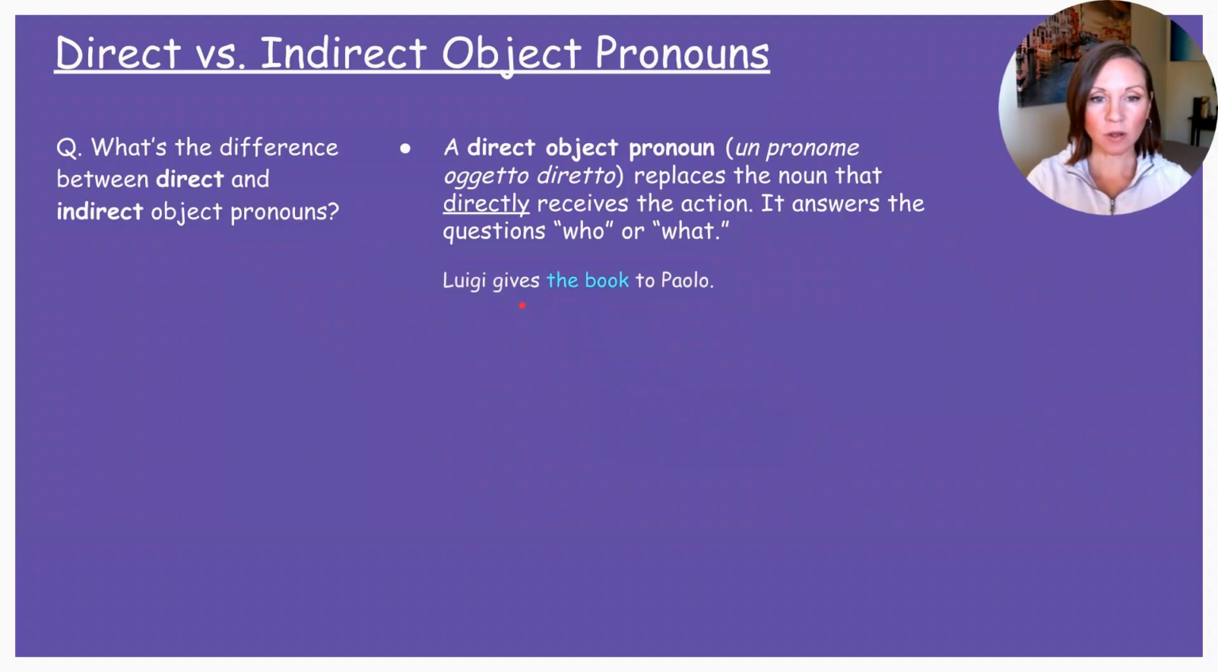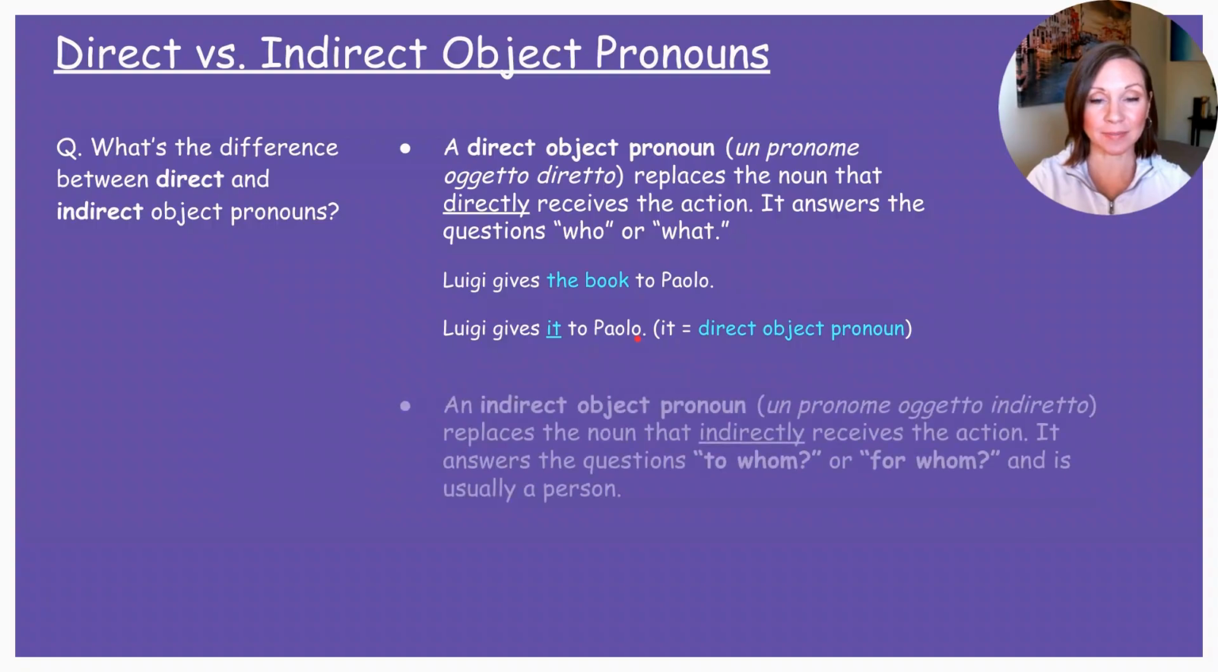So in our example, we have Luigi gives the book to Paolo. Luigi gives it to Paolo. Okay, so as you can see, it is the direct object pronoun, which is replacing the noun, which is the book. Okay, it's so that you don't have to keep saying the book, the book, the book every time you're referring to it. You can just say it.